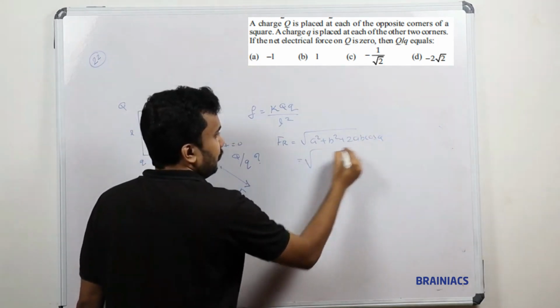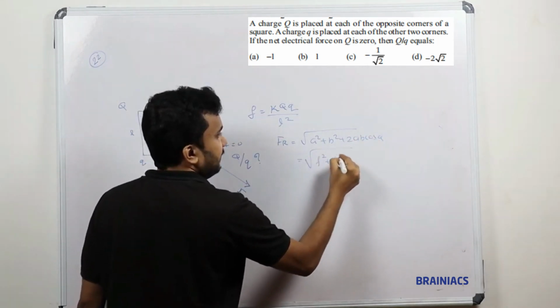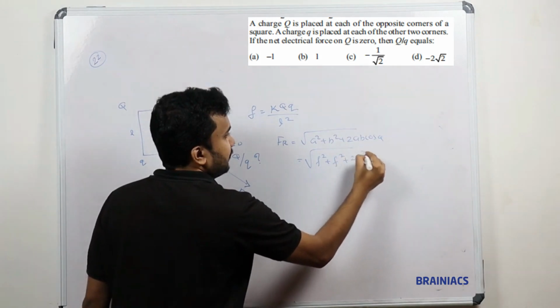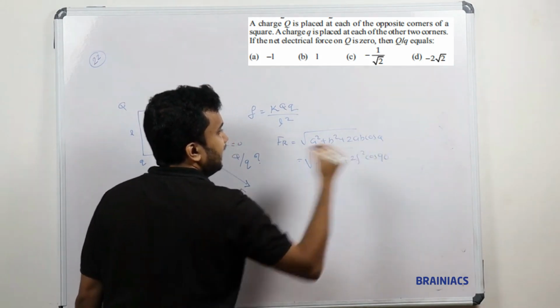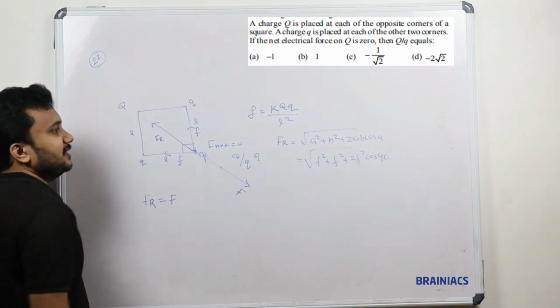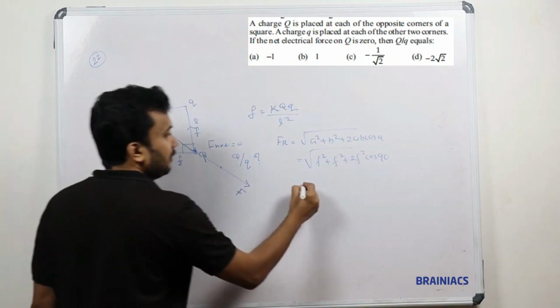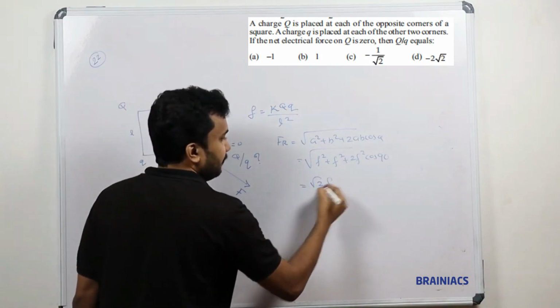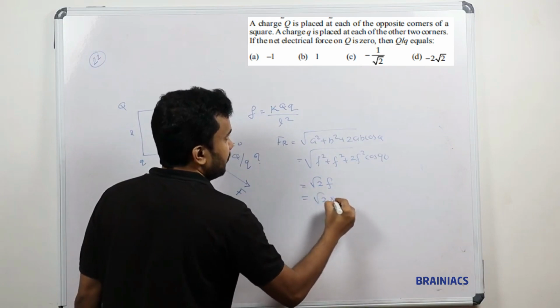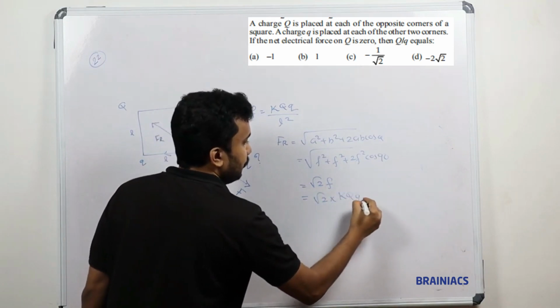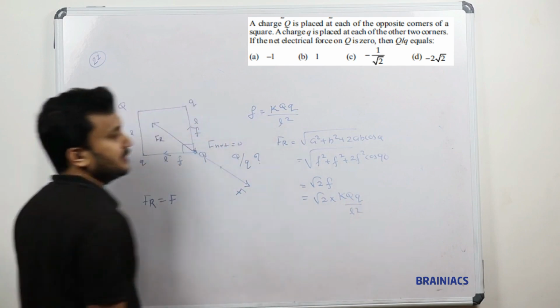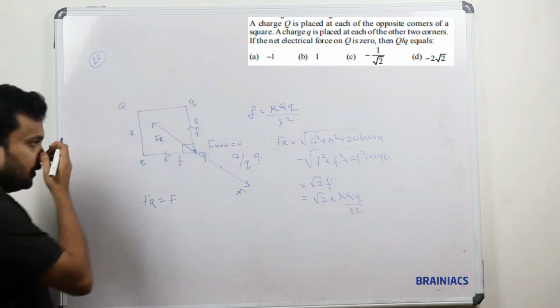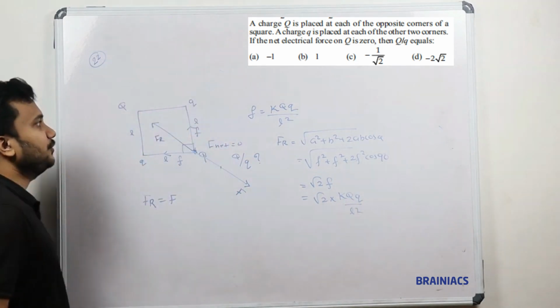So what is coming? Root of f square plus f square plus 2f square cos 90. The angle between the two vectors is 90. So what will come? The answer is root 2 times f, which means root 2 times f is K into q divided by L square. So we got Fr, and the f value we also need to find out.